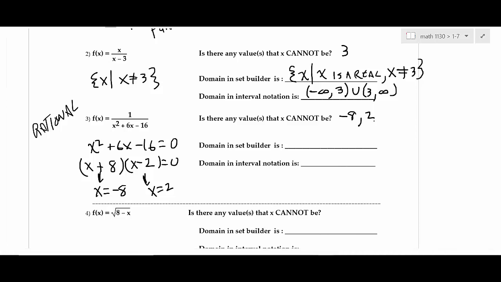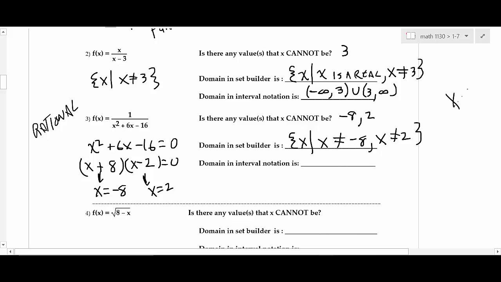So set builder, you would just go like this. You would just say set of x such that, and just say x is not equal to -8, comma, x is not equal to 2. Now, if you wrote x is not equal to -8, comma 2, I'm okay with that. Okay, you just got to tell me, if you write that way, you're just saying it's everything except those two numbers, okay, like that.